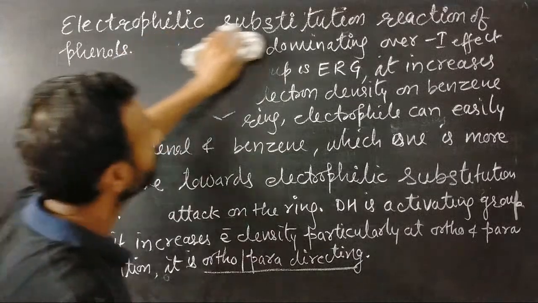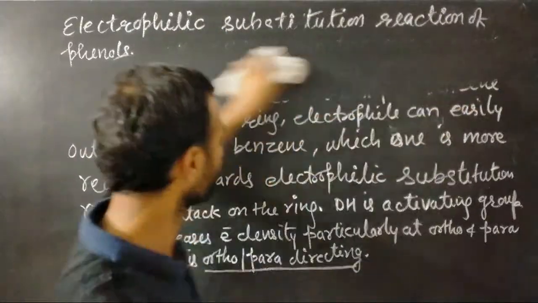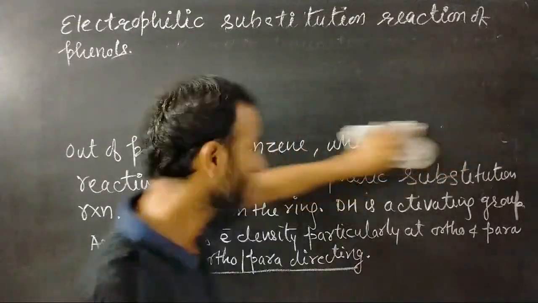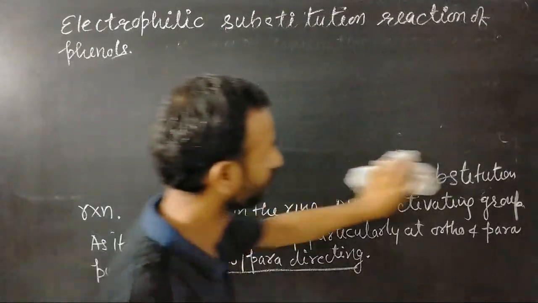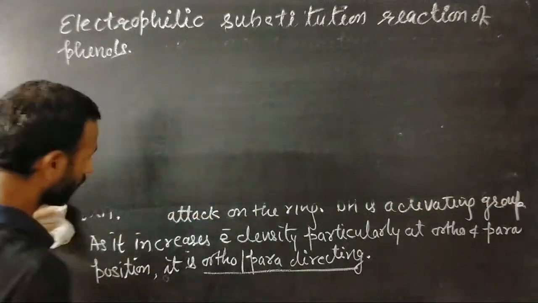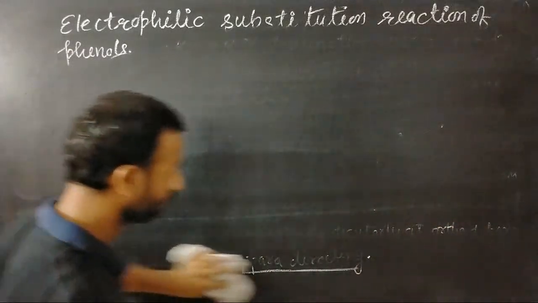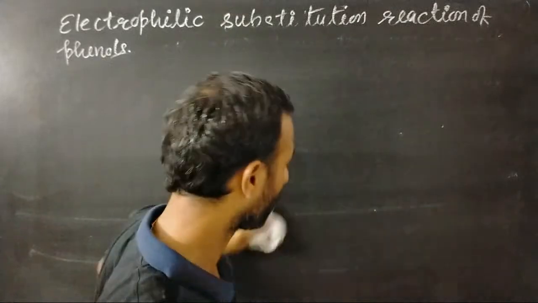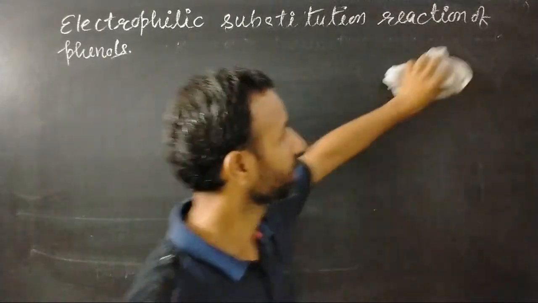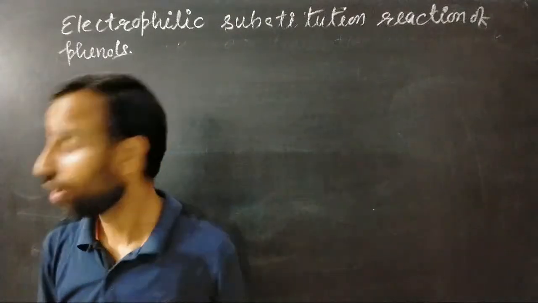So whenever there is an electrophilic substitution reaction, when OH is attached, most of the time only ortho and para products are formed, because the OH group is activating as well as ortho-para directing. Okay, now let us do the first substitution reaction, that is halogenation.